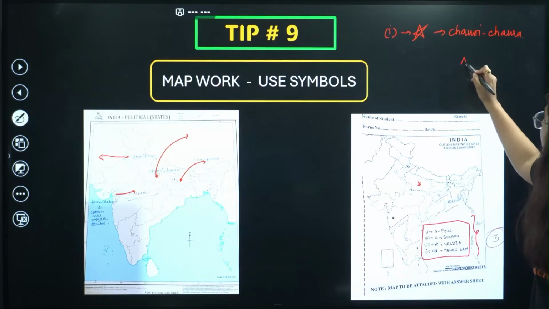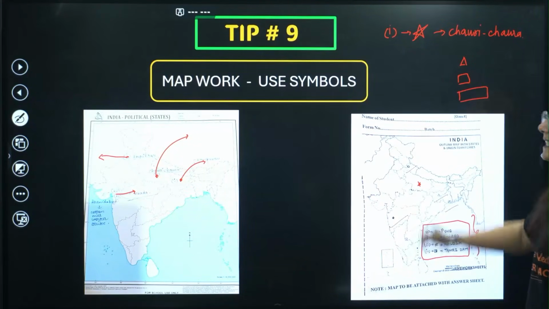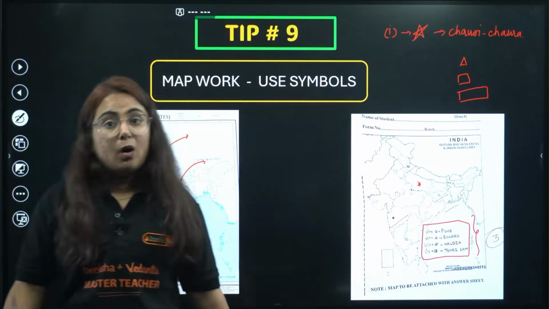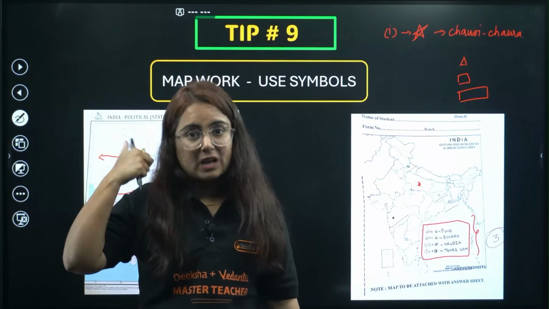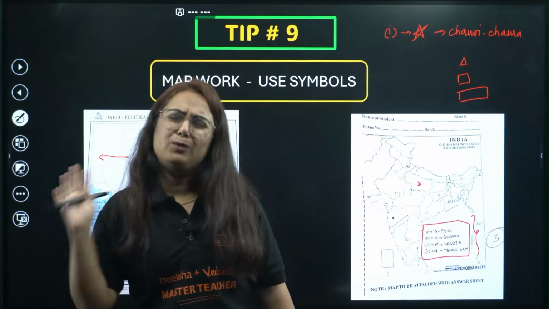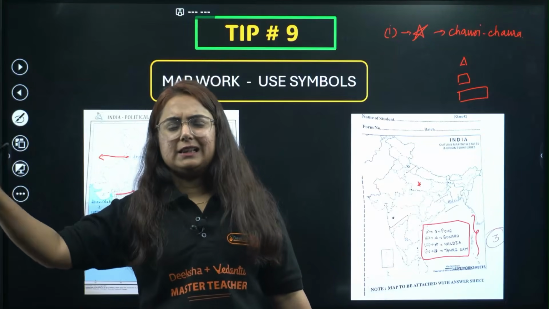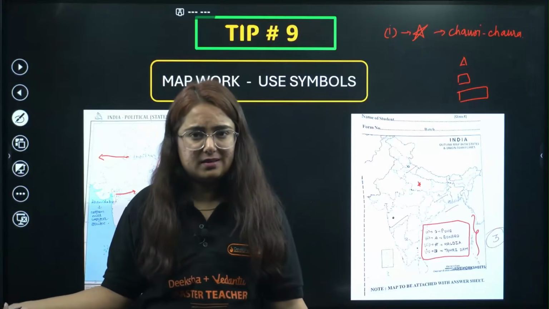Rather, use a symbol here. You can use different symbols like triangle, rectangle, square, etc., to differentiate your answers. Always use a pen while marking in the map. I'll suggest you use a blue pen. Blue pen is good, go with a ball blue pen. No other sketch color pen is needed, as it is not even allowed in the CBSE board.